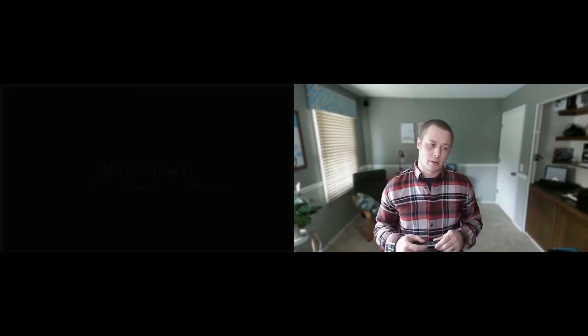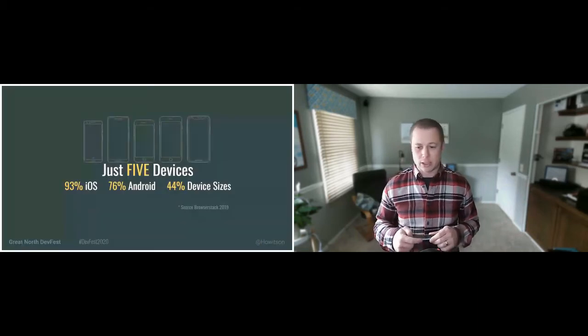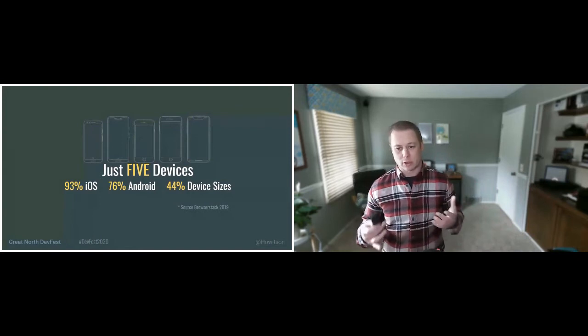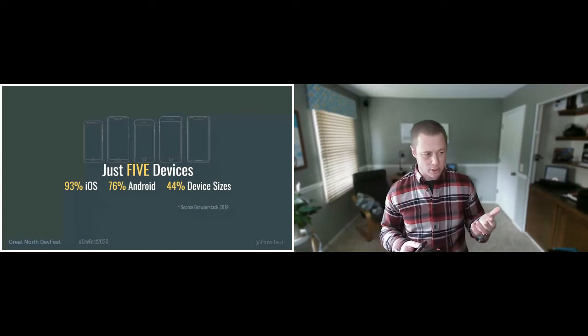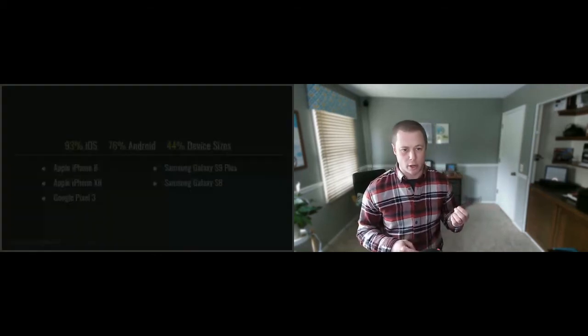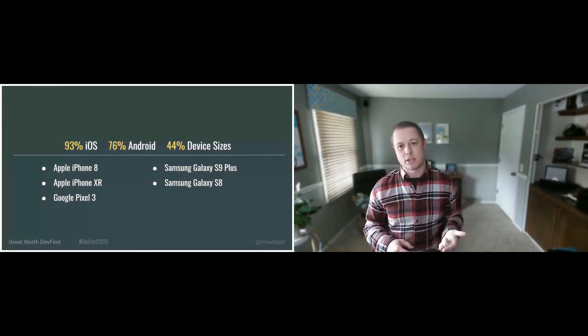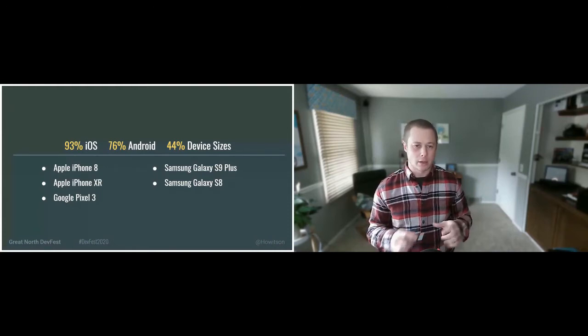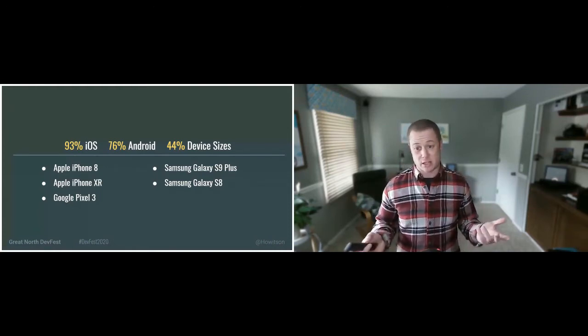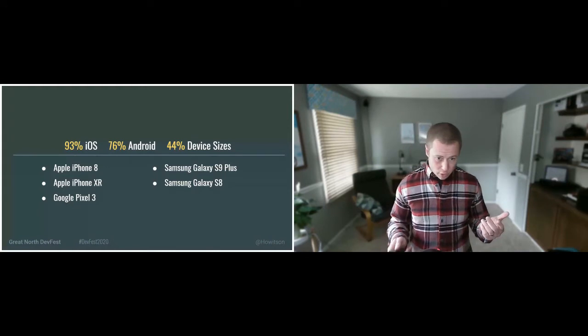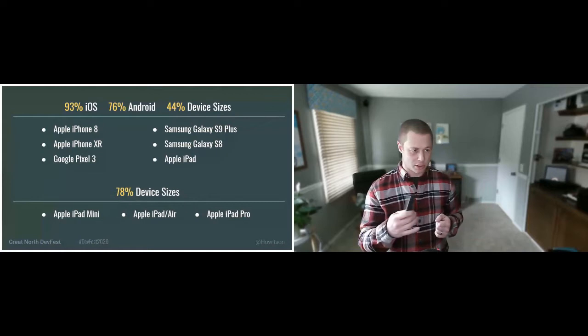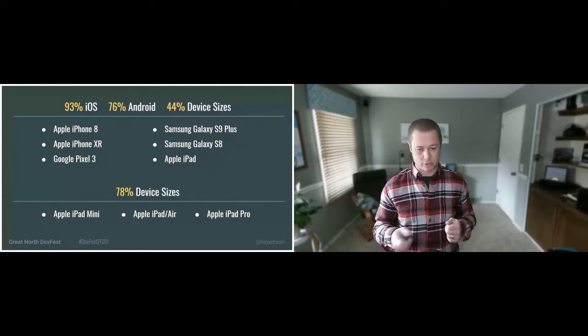In fact, as scary as it sounds, we don't really need that many devices to sort of understand the experience that our users are having. Browser Stack is a couple of years old in 2019, but they said that really just 5 devices are all that's required to get 93% coverage of iOS, 76% coverage of Android, and that's like 44% of mobile device sizes right there. The cool thing is if you add in iPads, minis, pros, etc., that gets us up to 78% of device sizes that your users might be using.